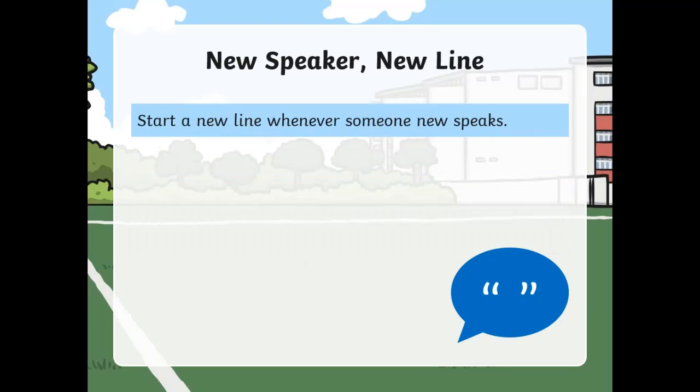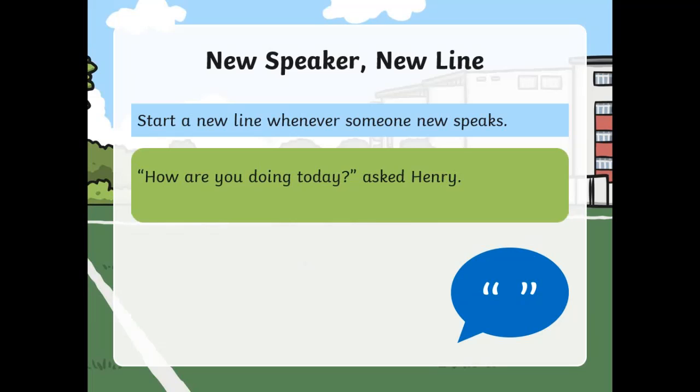Remember, new speaker means new line. You must start a new line whenever someone new speaks. For example, here we have a sentence that explains what Henry said. "How are you doing today?" asked Henry. And now, Ashton's sentence is on a new line. "I'm great," said Ashton. So every time a new speaker is speaking, you must start a new line.